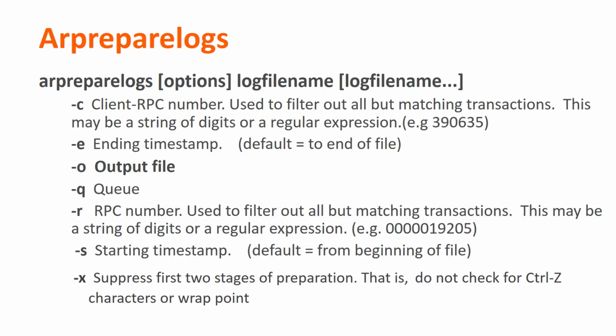There are several command line options when running AR prepare logs. The one that we're really concerned about is the -o parameter. So typically we're just going to run AR prepare logs with -o and some file name. By default we'll call it final.log. And then we'll provide the log file name or a mask like star.star or star.log.